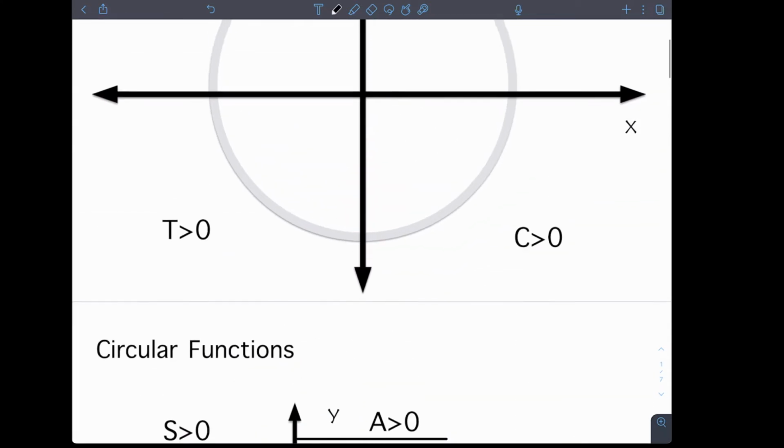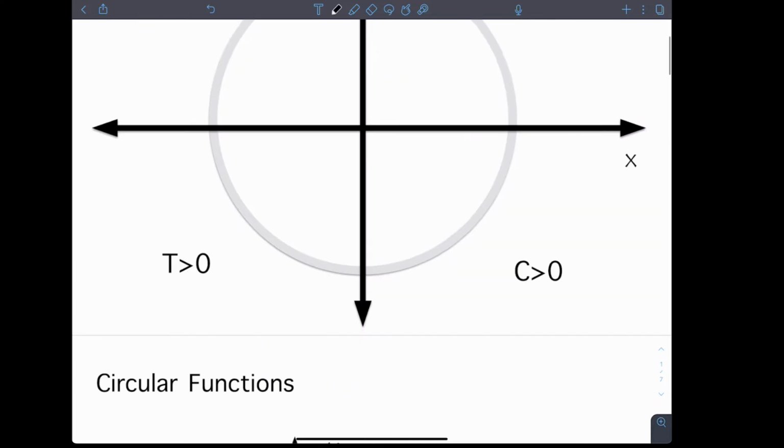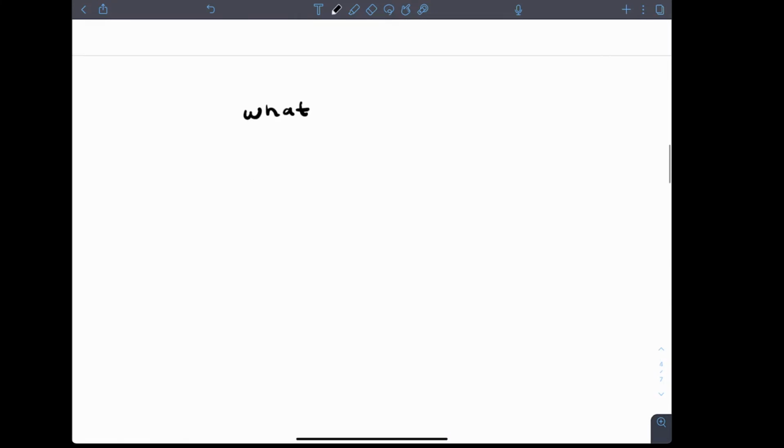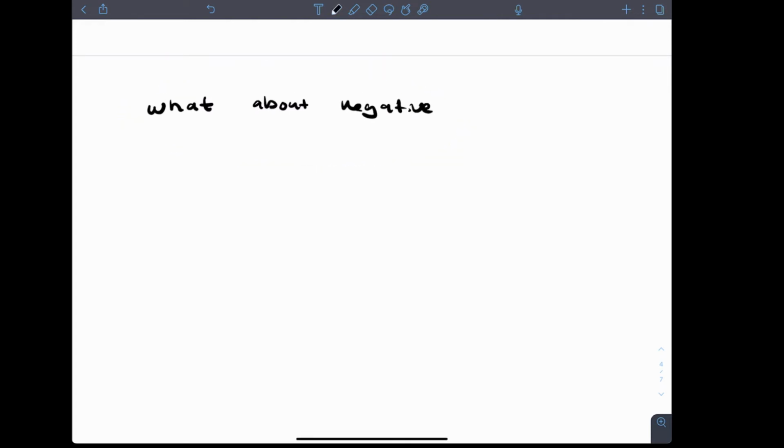Anyway, all right. So we want to start to work with some of these ideas, where we were working yesterday with the all students take calculus unit circle, right? And what I want to start to talk about now is this. What about negative angles? I use the first quadrant as reference, but what about negative angles?